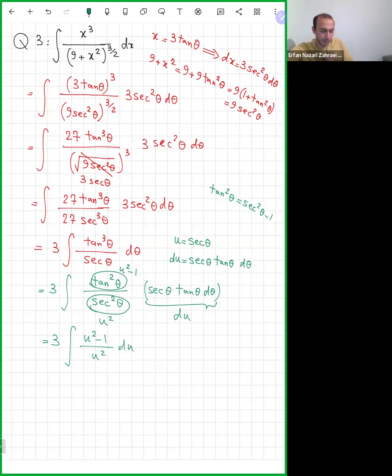Okay, so after this substitution, I got this integral to compute. But this is a very simple integral to compute, because if I consider this and this, then I have only power terms. The first term is just u squared over u squared. It's 1. The second term is 1 over u squared.